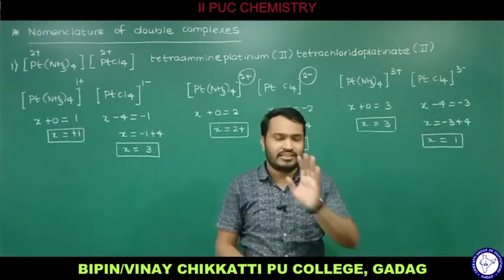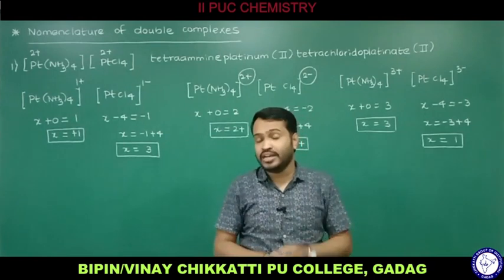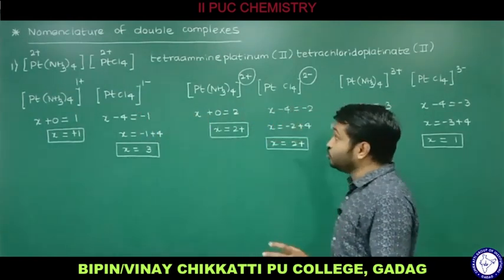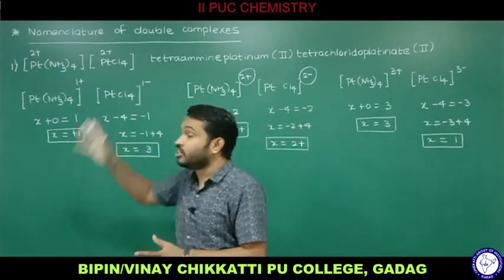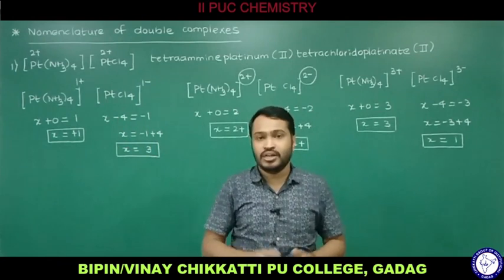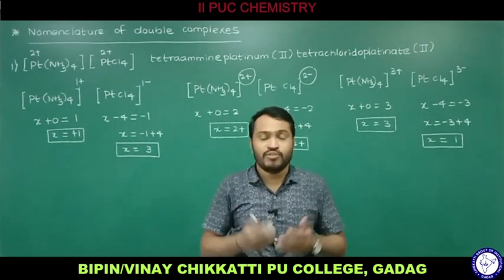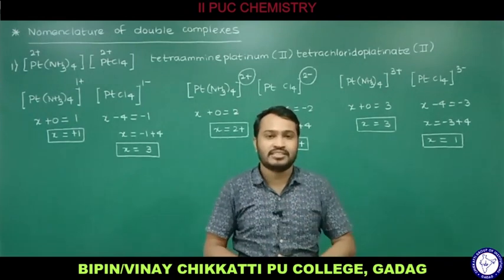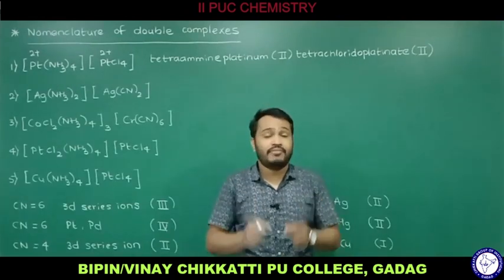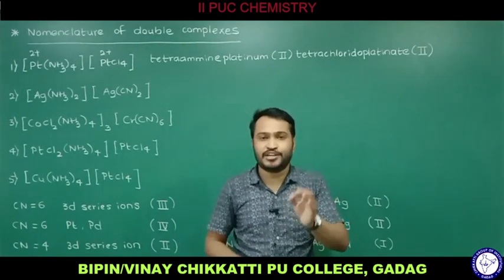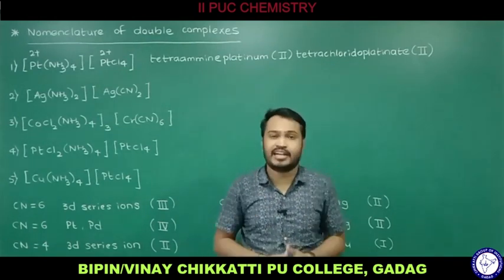But this method, the hit and trial method I told, is time consuming. To calculate the oxidation number of the central metal atom takes time, and in competitive examinations also it takes time. So I am not going to follow this method. We will see one alternative method to calculate the oxidation number of the central metal atom. I have a shortcut method for you to identify the oxidation state of the central metal ion in a double complex.